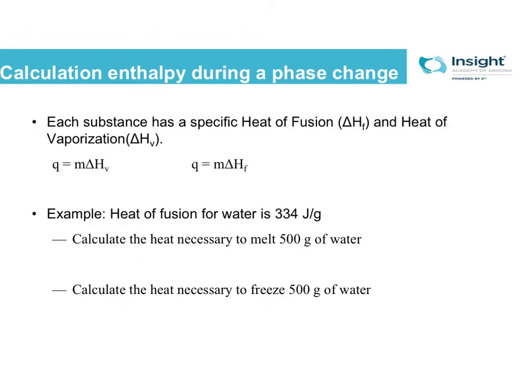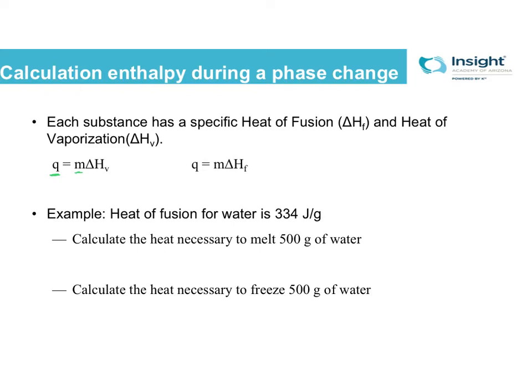Every substance has a specific heat of fusion and heat of vaporization. If you need to do a calculation, you can calculate the heat, the Q, the amount of energy that is needed to evaporate, freeze, or melt a substance by taking the mass of that substance and multiplying it by these constants, either the heat of vaporization if you're dealing with a gas-liquid change, or the heat of fusion with a solid-liquid change. So, for example, the heat of fusion for water is 334 joules per gram. We want to calculate the heat necessary to melt 500 grams of water.